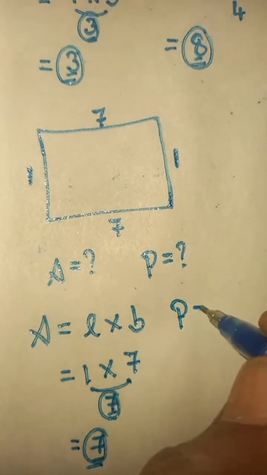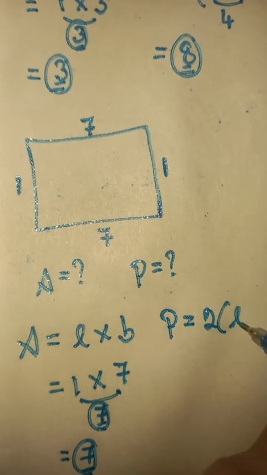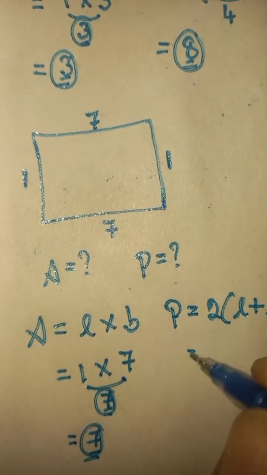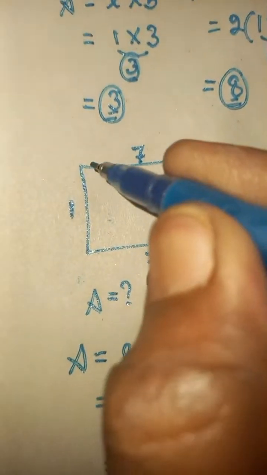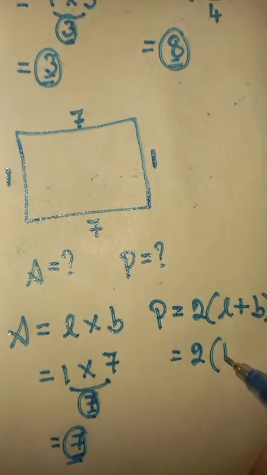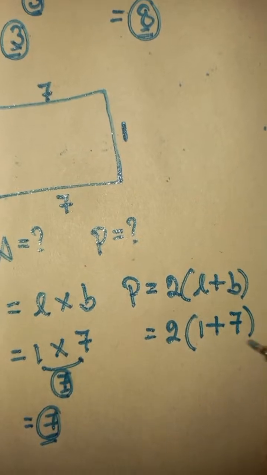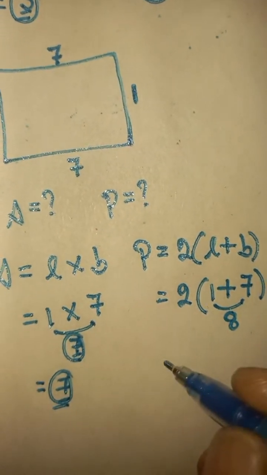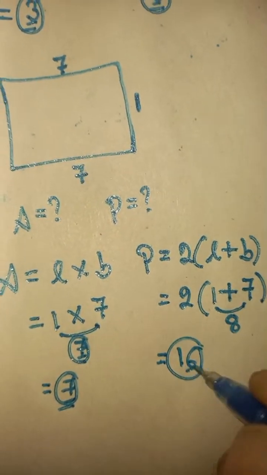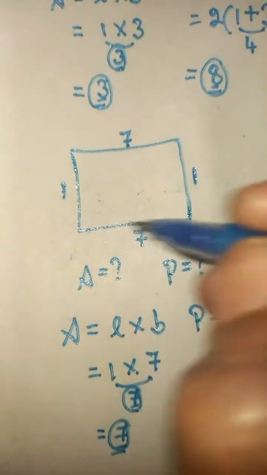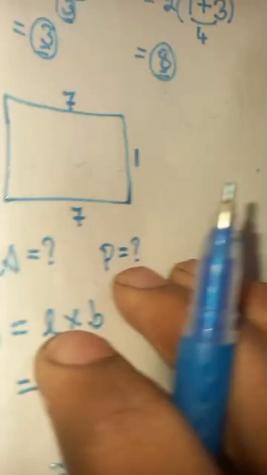Now the perimeter of this rectangle is 2 times length plus breadth. That means 2 times, this is the length which is 1 unit, plus this is the breadth which is 7 units. 1 plus 7 becomes 8. 2 times 8 is 16. 16 units is the perimeter or complete boundary length of this rectangle.